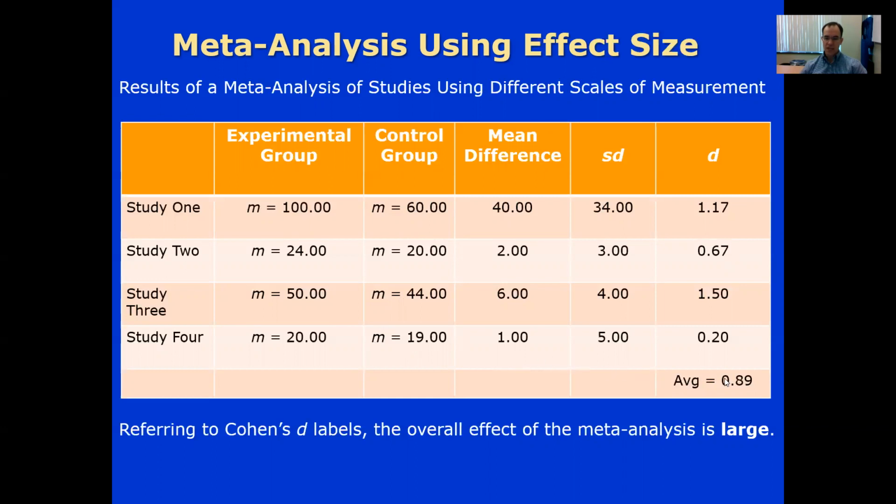And then you would end up doing the average, which simply would be 0.89. So this would be referring to Cohen's d. And the overall effect of the meta-analysis would be large, but something you need to consider is how realistic or how practical this size difference is. Now again, this assumes with this study that the sample sizes for all these studies were very similar. There are some statistical measures that you could use if the sample sizes are different, but that's beyond the scope of this course.